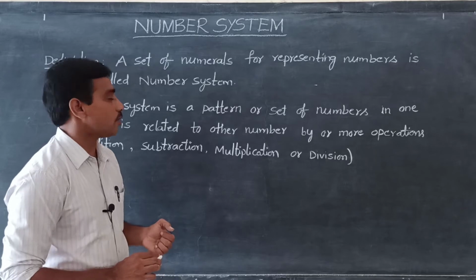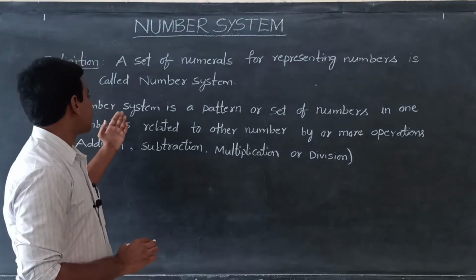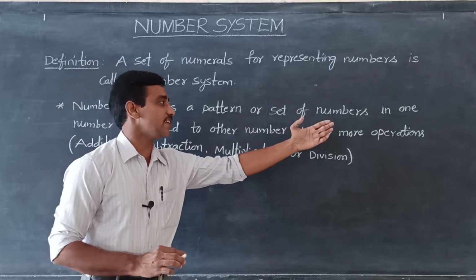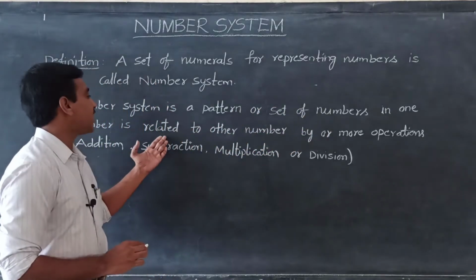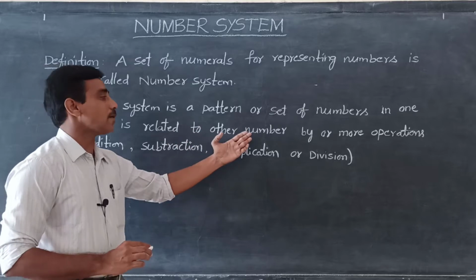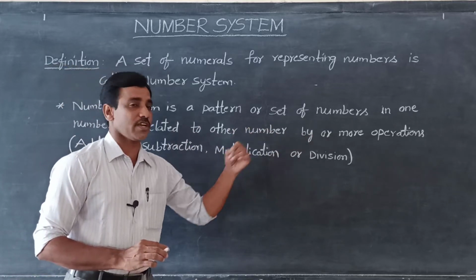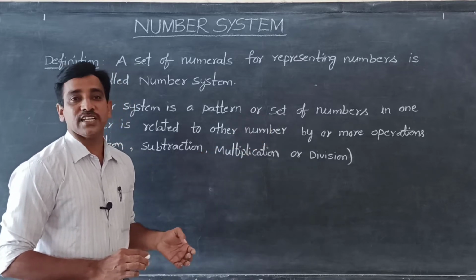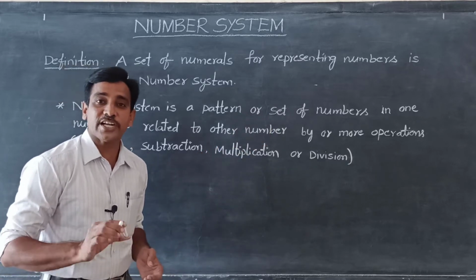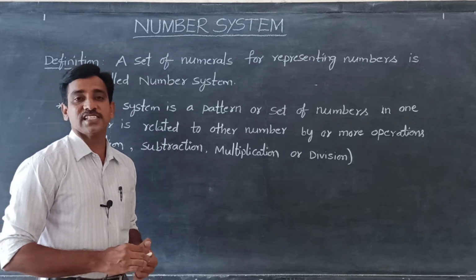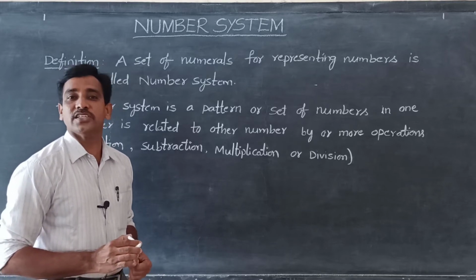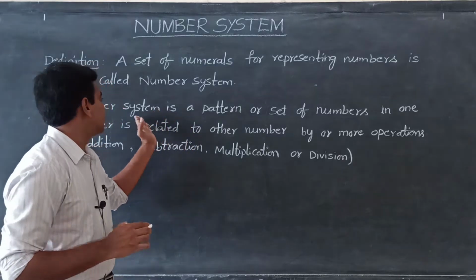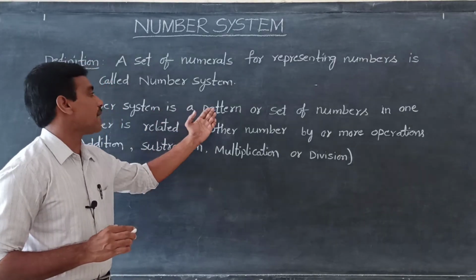Another definition we have: number system is a pattern or set of numbers in which one number is related to another number by one or more operations. Here, a set of numbers in which one number is related to another number. Here the system is a pattern.